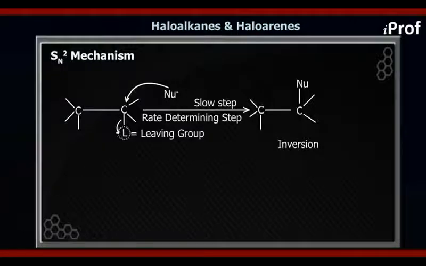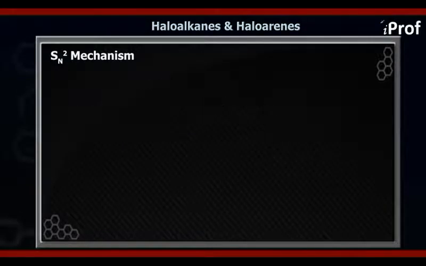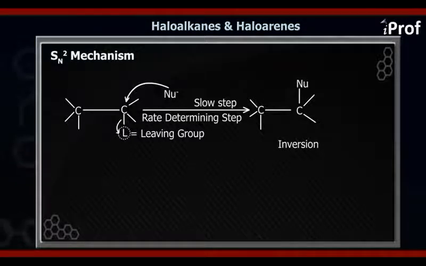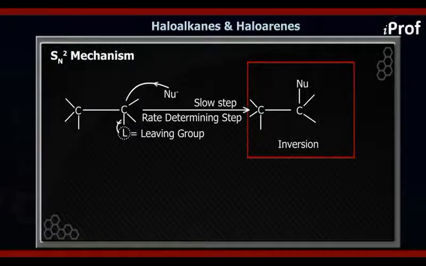After this transition state, the compound forms. Because the nucleophile attacked the carbon at which the leaving group is present, but from the back side, we have strong reasons to say that the product formed will be the inverted product. That means in the SN2 mechanism, inversion of the configuration takes place.